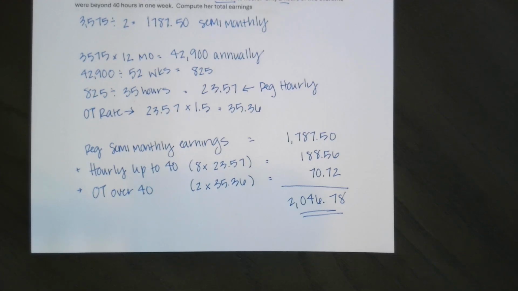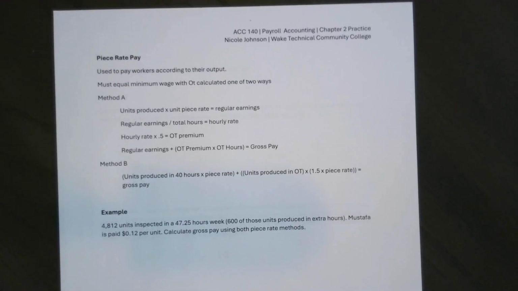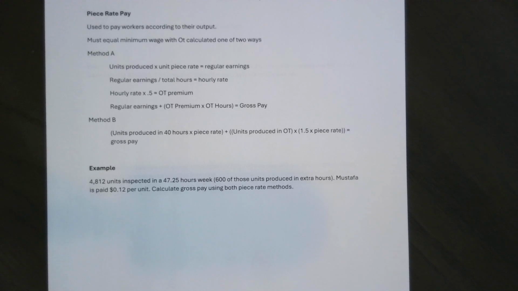Turning the page. Next up, I want us to take a look at piece rate pay. This is used to pay workers according to their output. It must equal minimum wage with the overtime calculated one of two ways.